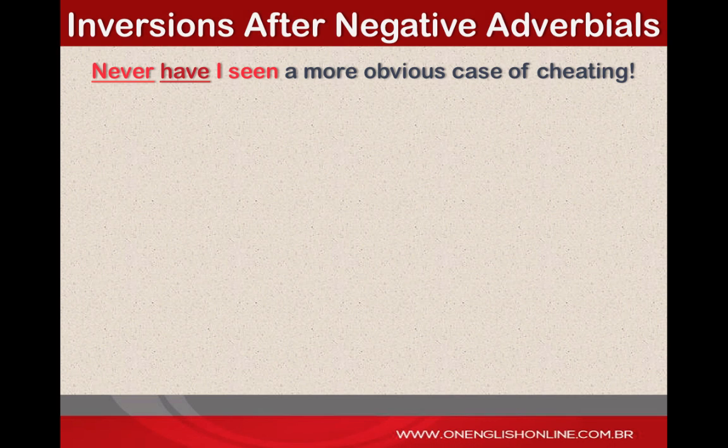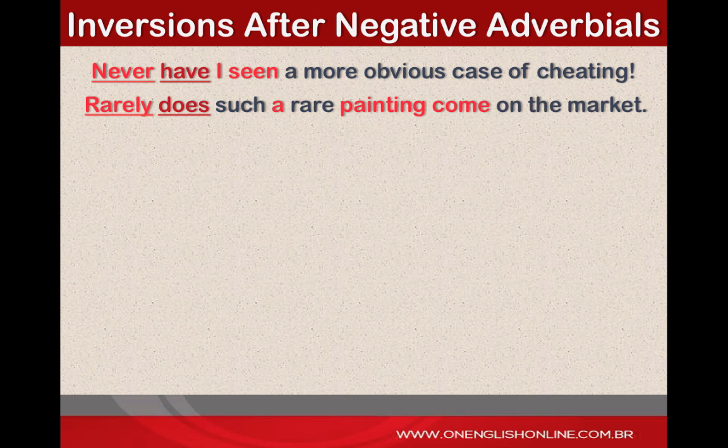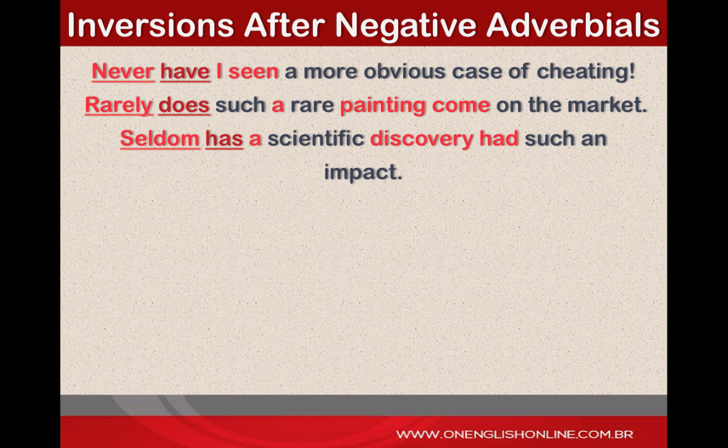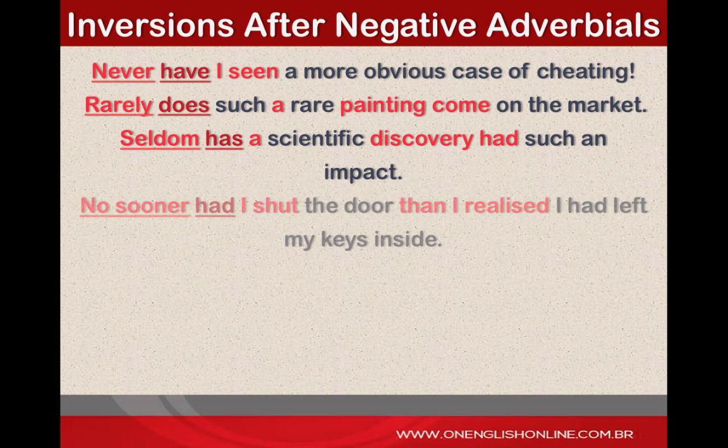Never is commonly used with present or past perfect, can or could. Rarely is commonly used with present simple or perfect, can or could. Seldom is also commonly used with present or past perfect, can or could. No sooner than refers to an event that quickly follows another in the past, and so is commonly used with past perfect and past simple.